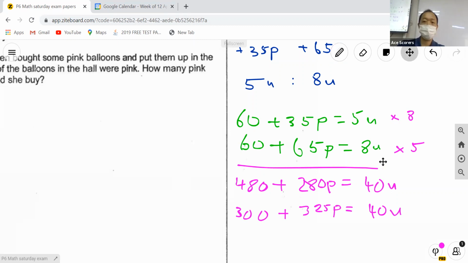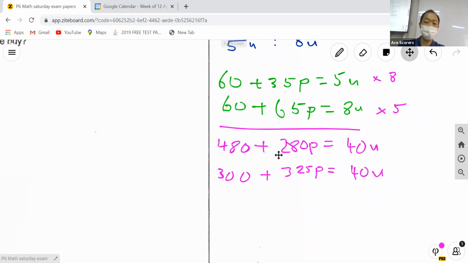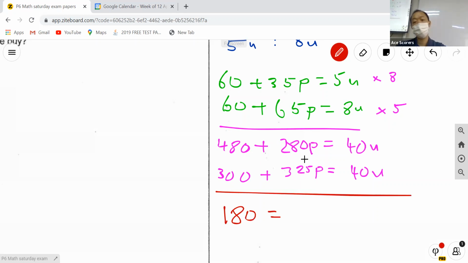Okay, so then the next bit is to take the big one minus the small one. So you see here 325 parts plus 300 is the same as 280 parts plus 480, which means the difference is, now look at the difference. So 180 is equal to 325 minus 280, which is 45. So 45 parts equals 180, 1 part equals to 4. All right, so 1 part equals to 4.